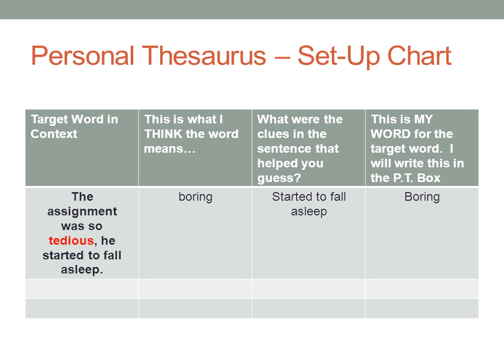So here's a setup chart for the Personal Thesaurus. I think this is pretty clear. So they want to target the word in context. For example, this is the word tedious. The assignment was so tedious he started to fall asleep. Then the kids would fill in, this is what I think the word means. So this student selected boring. Then they're asked for the context clues that help them guess. And finally, they pick their word as the target word to write on their Personal Thesaurus.